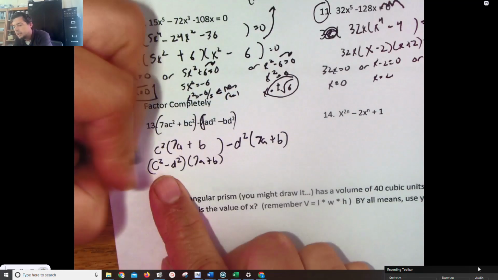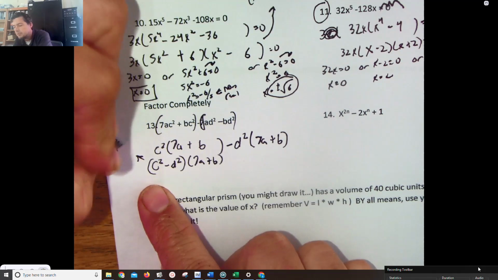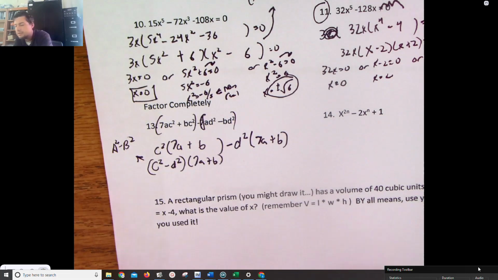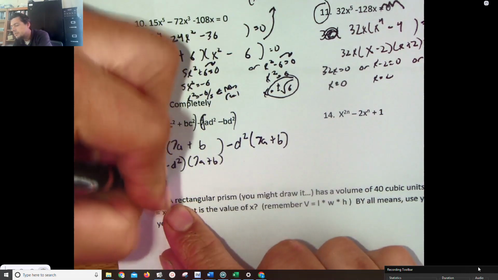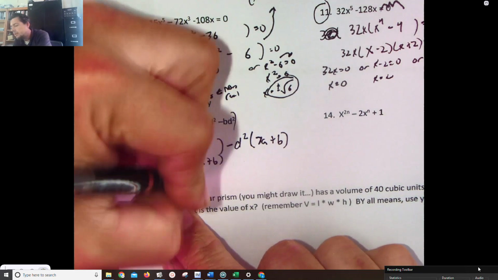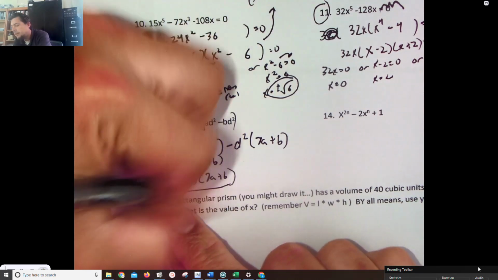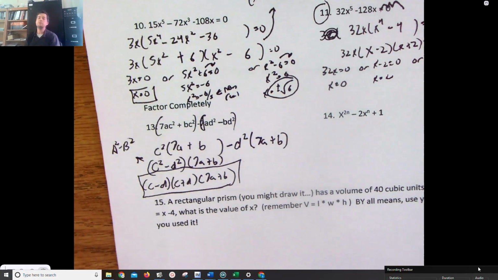And then we hit this. I should notice this is a squared minus b squared with different letters. That's all it is, different letters. Factors as c minus d, c plus d, and then 7a plus b. Complete factorization of that polynomial.